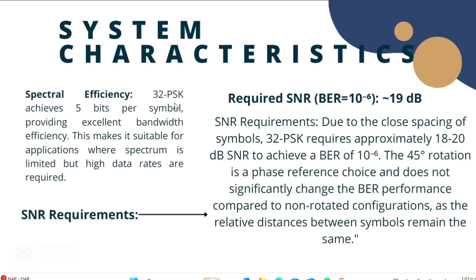Second, phase separation. Adjacent symbols are separated by 11.25 degrees, which is 360 divided by 32. Third, applications. 32 PSK is commonly used in satellite communications, especially in DVB-S2, standard high-speed modems, microwave links, and other systems requiring high spectral efficiency with acceptable power requirements.